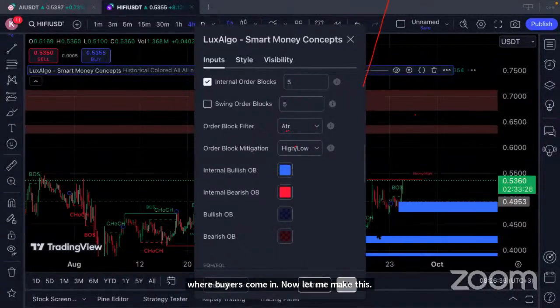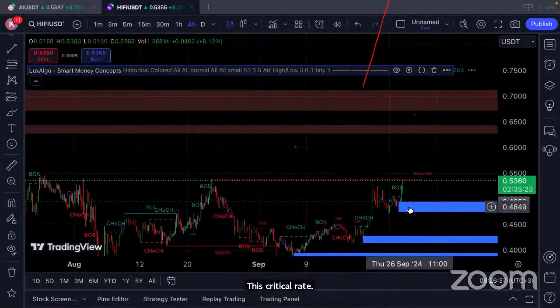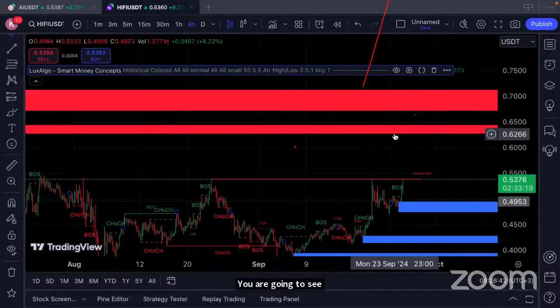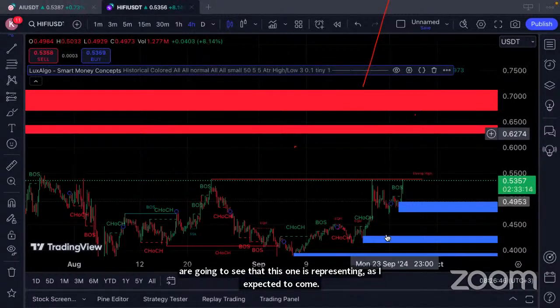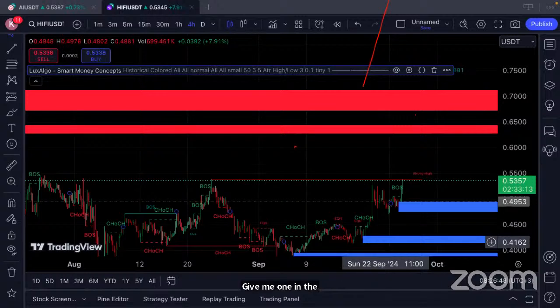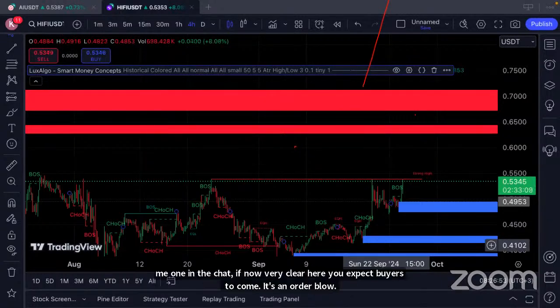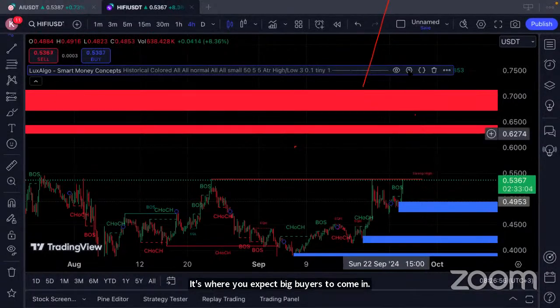And I press OK. Now also, you are going to see that this one is representing where sellers are expected to come in. Give me one in the chat if it's now very clear. Here, you expect buyers to come. It's an order block. It's where you expect big buyers to come in.